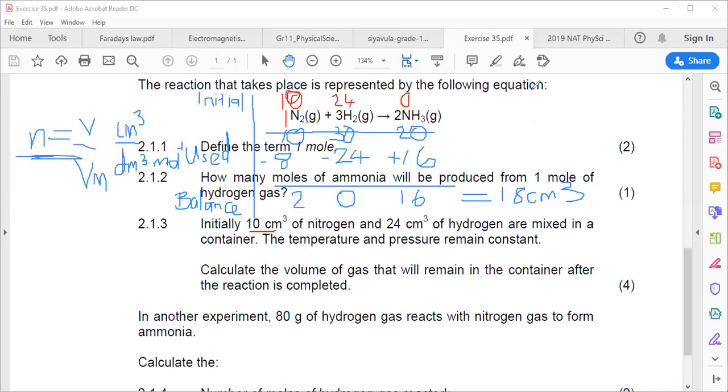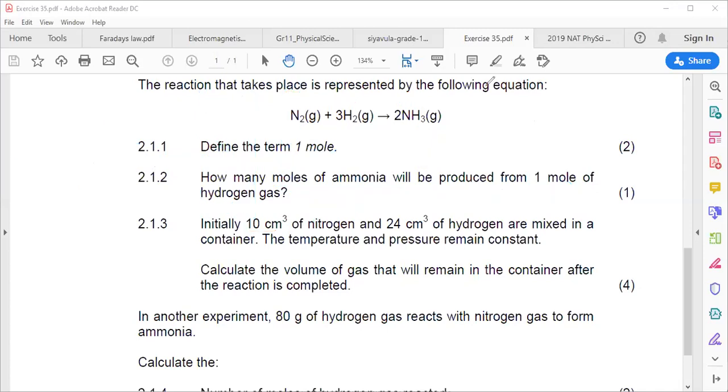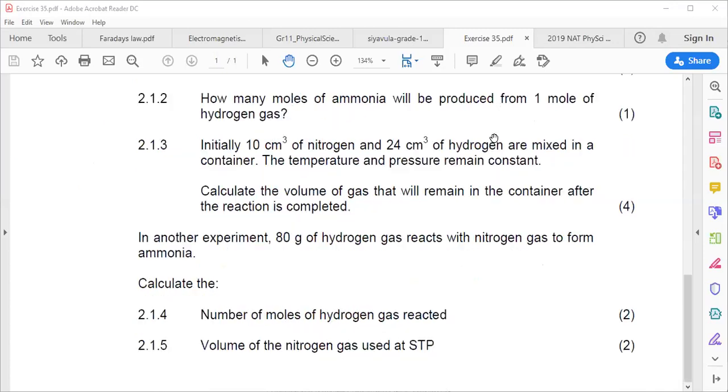In another experiment, I'll erase this. In another experiment, 80 grams of hydrogen gas reacts with nitrogen gas to form ammonia. Calculate the number of moles of hydrogen gas that reacted. 2.1.4, we are looking for number of moles. What are we given here? We are given 80 grams, and we're looking for number of moles. So what formula are we going to use?